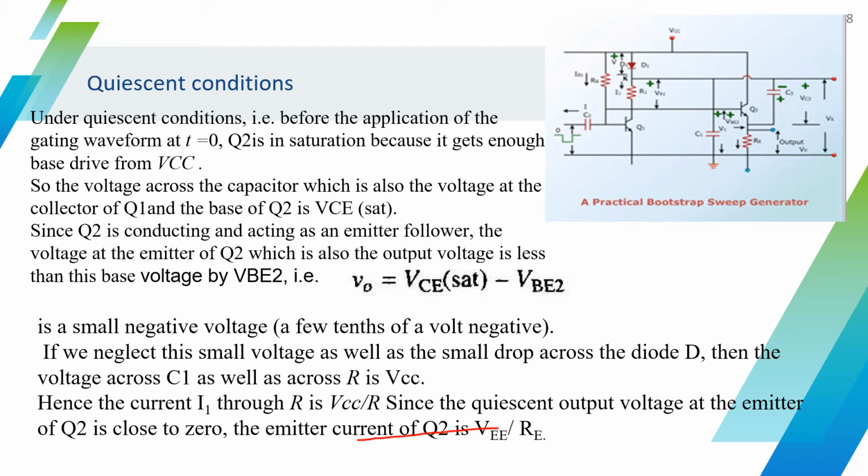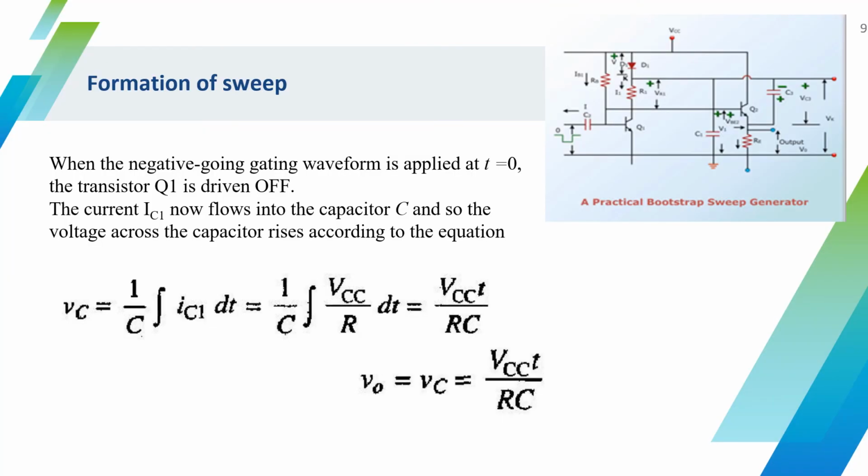VCC by R, and the emitter current of Q2 is VE by RE. So how is the sweep formed? How will the sweep be formed in this circuit? Let us see. When the negative going gating waveform is applied at t equal to 0, transistor Q1 will be in the off state. Then this circuit will be disconnected.